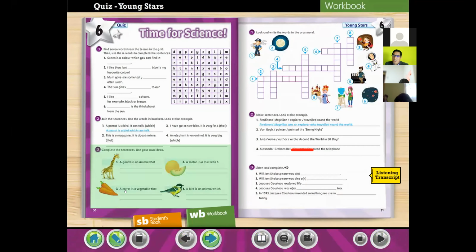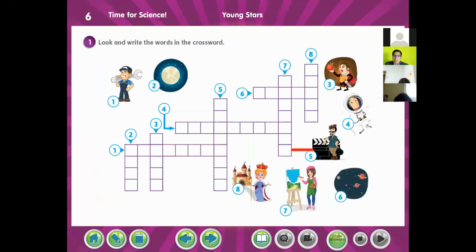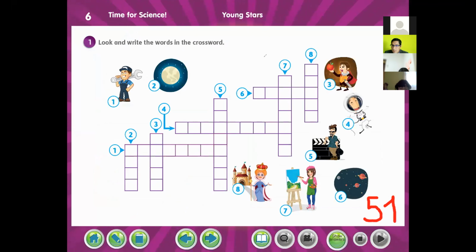Boys, we finished page 50, yes or no? Yes, now we finish it. Let's go back to page 51. Please open your workbooks, page 51. My friends, the number one is for you. This is only vocabulary. The number one is a mechanic, so you complete.